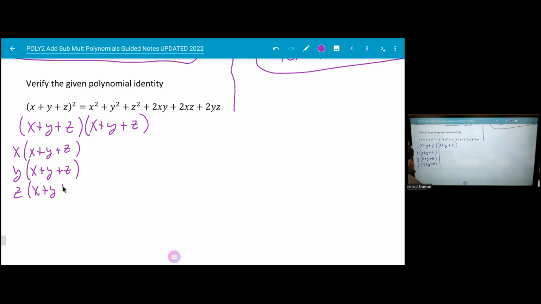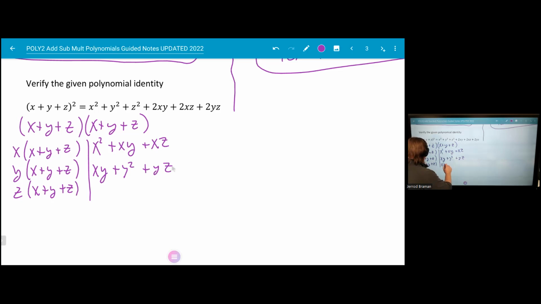And what do we get? X times x, we get x squared plus xy plus xz. Notice how we're keeping the first letter first, like x then y then z. And our second one, we have xy, because y times x is x times y, plus y squared plus yz. And our third one, we have xz plus yz plus z squared for our distribution. Let's see if we can make this match.